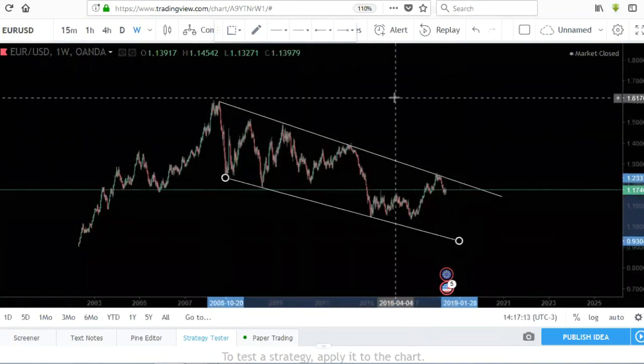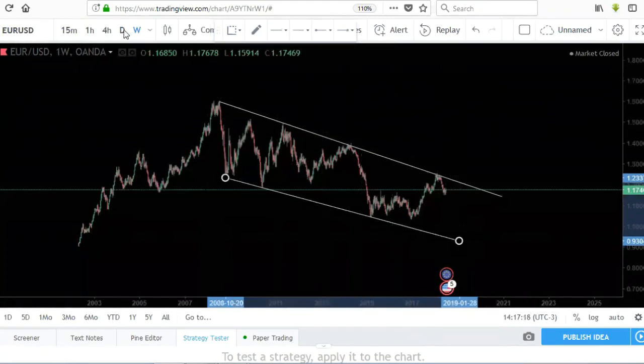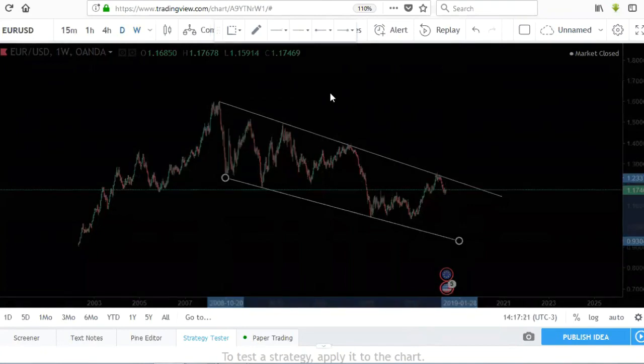So now let's move down to our daily time frame. With the daily time frame, we'll be seeking points that we can't see at the weekly time frame, identifying patterns that are not visible at our weekly time frame. Okay, now we're moving down to our daily time frame.